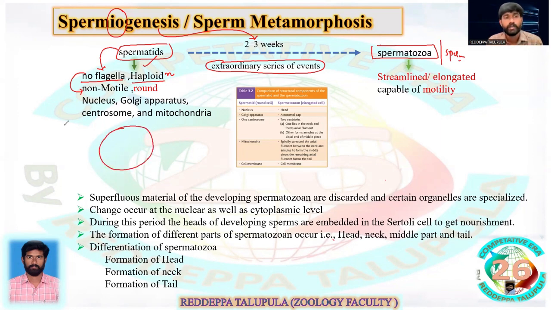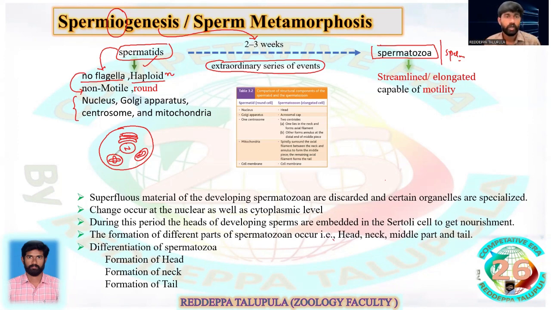Okay. What are the cell organelles that are present? Nucleus will be present. Then Golgi apparatus will be present. These are the cisternae of Golgi apparatus. Mitochondria will also be present. Along with that, centrosome will be present. We know that centrosome is the structure that contains a pair of centrioles. Okay. Centrosome will be present.